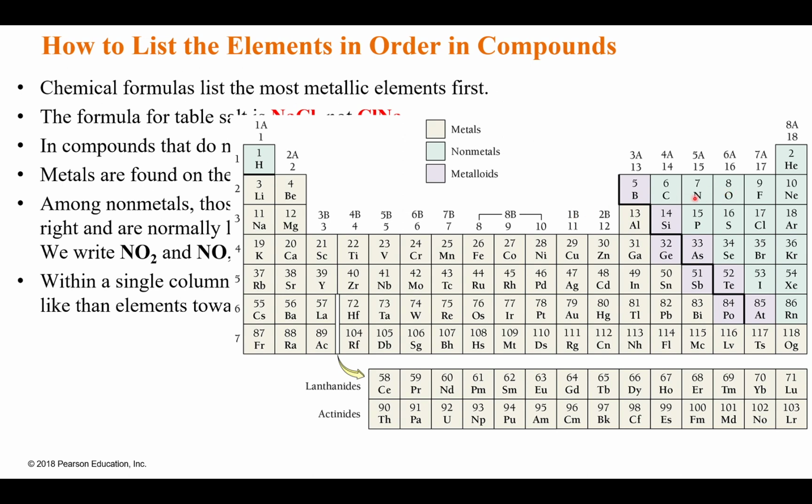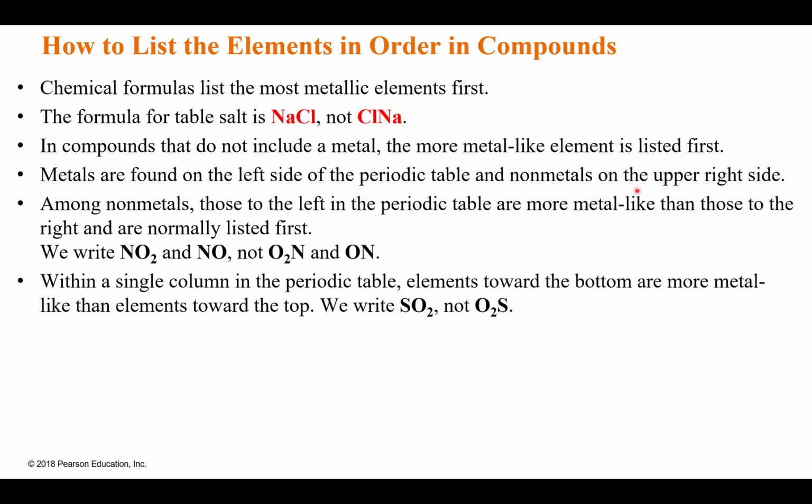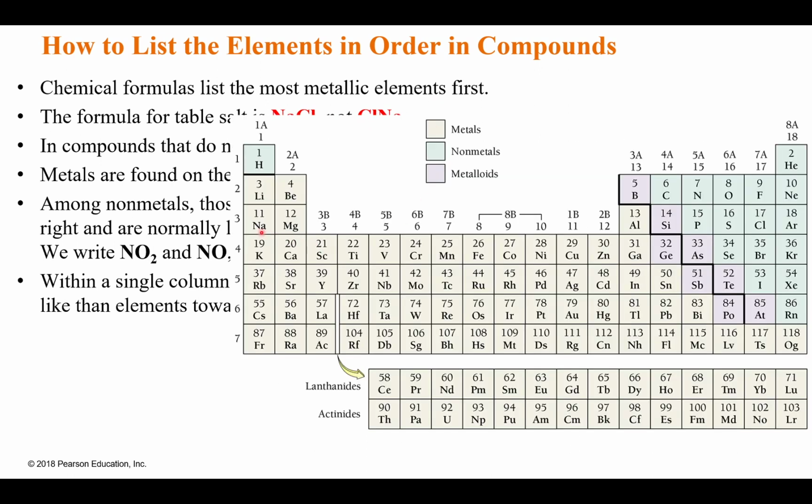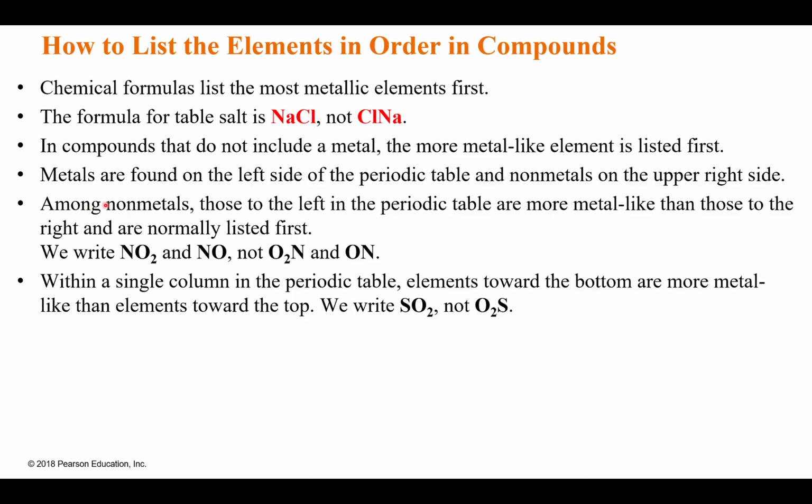But for now, the rule of thumb is as follows. You always start left to right, bottom to top when you're writing things. So if we have a compound made out of sodium and chlorine, we write it as NaCl, not ClNa. Take a look, Na is right here, whereas Cl is all the way to the right. That means we write Na first, then Cl. This is if we have a metal and non-metal.